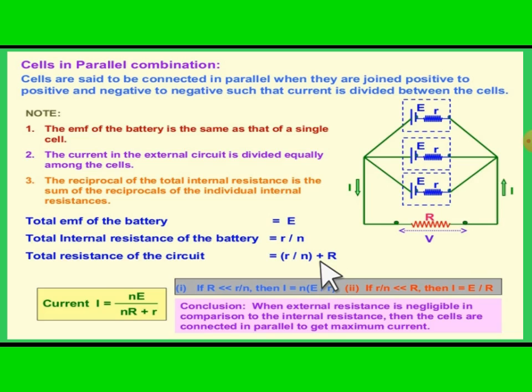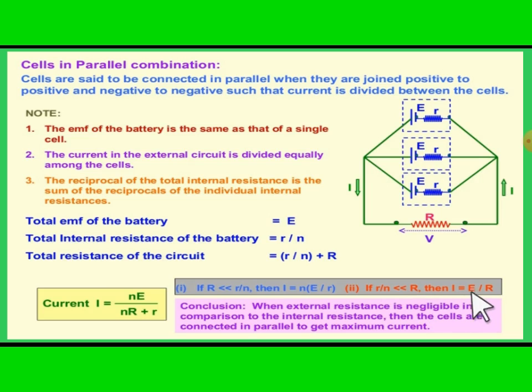it was profitable, right? But in this case, instead of saying it that way, we can also say that if R is very much less than r by n, got it? Or rather, if you take R very much greater than r by n, you will have it like this. If the external resistance is very much larger than r by n, that means the total internal resistance, then it is of no use.